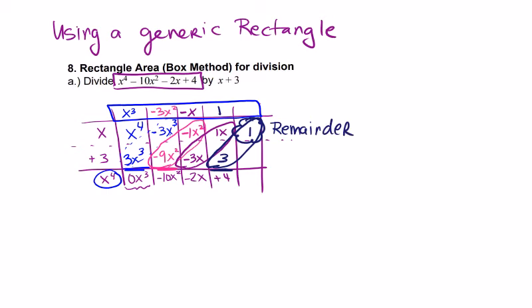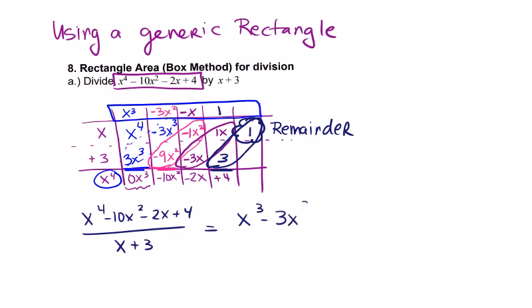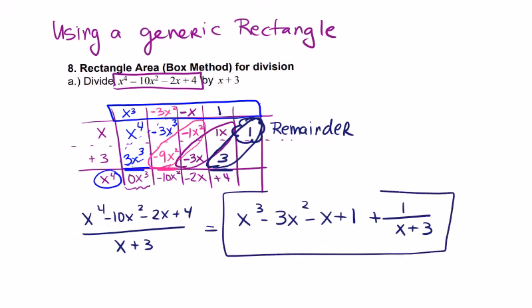So what happens? Our equation x to the fourth minus 10x squared minus 2x plus 4, divided by x plus 3, would get us the solution on the top, x cubed minus 3x squared minus x plus 1, with a remainder of positive 1 over x plus 3. And this is our solution. Now, let's do one more example.